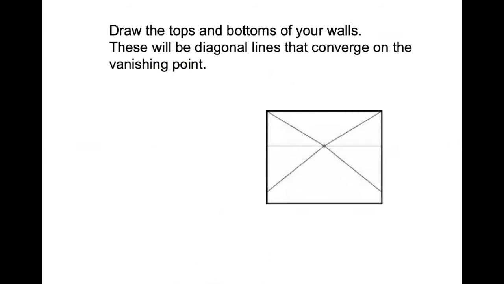The next step is that you will draw the tops and bottoms of your walls. These will be diagonal lines that will converge on the vanishing point. Now, they don't have to go to the corner of your paper. Mine don't. The main thing is that they go to the vanishing point.